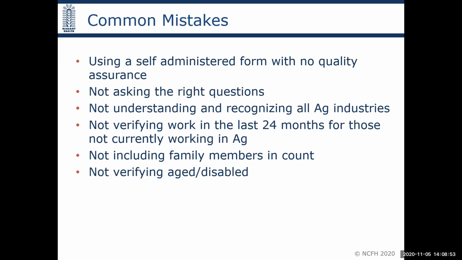Not including family members. So again, you're missing people that you could be including in your reporting if you're not including the family members. And then not verifying age or disabled. So just because someone comes in, we can't suppose that they have never worked in agriculture because of their age. So we need to make sure that we are asking every person.